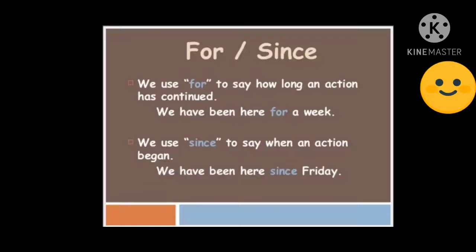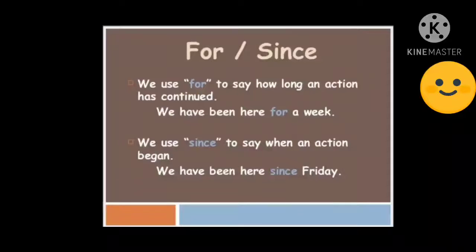That means if the action started in the past and continued some time, then to show the continuity of the duration, we generally use for. We have been here for a week. That means over 7 days. We use since to say when an action began. Example, we have been here since Friday.